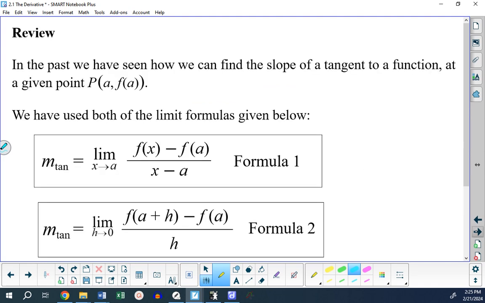In the past, what we have done is we have found slopes of tangents at a particular point, at a specific point where a is some number and f of a is the y coordinate at that point. And we've had those two formulas that we've become familiar with. What's very important is soon, when you get to the unit exam, you might see a question like the one we just did. But you will not, at the end of the unit, do that question using limits. You will do it a different way. Okay.